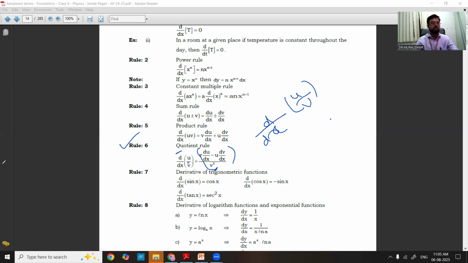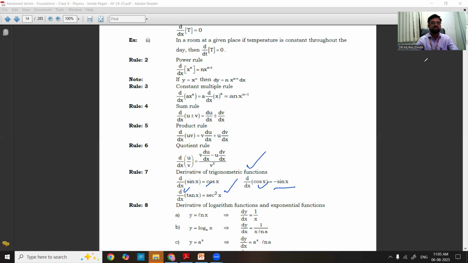Right? Sixth one. Then comes rule 7: derivative of trigonometric functions. Very interesting. Derivative of sin x is cos x. Derivative of cos x is minus sin x. Derivative of tan x is secant square x. That is rule number 7.